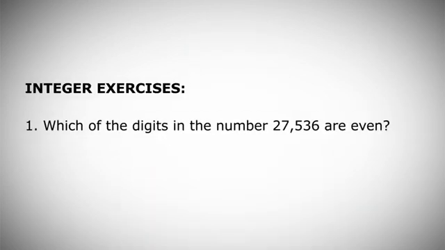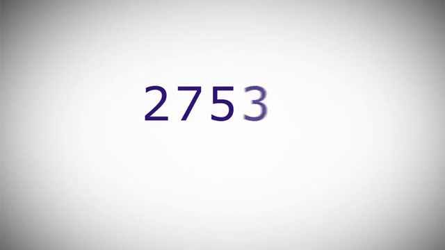The first one, number one, asks us which of the digits in the number 27,536 are even. Remember, because this question asks us about digits, we don't really need to concern ourselves with the number 27,536. Rather, we want to look at the individual numbers that make up that larger number. So we have five digits to consider: 2, 7, 5, 3, and 6. Out of those five digits, how many of them are even? Well, looking at that list, we only have two even numbers, 2 and 6. So the answer to this question is just that, number 2 and number 6.